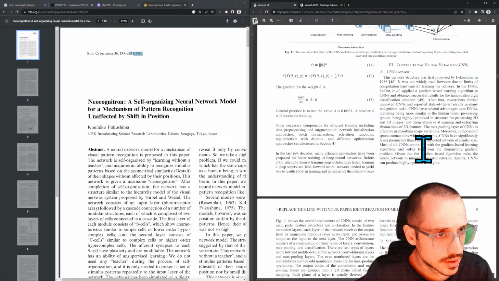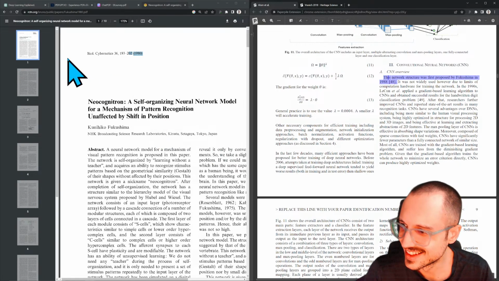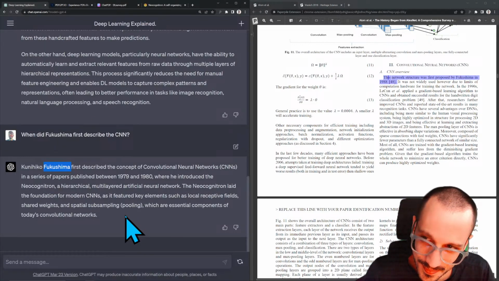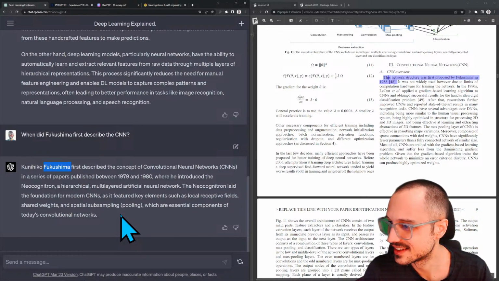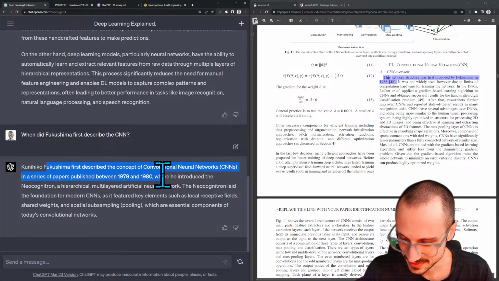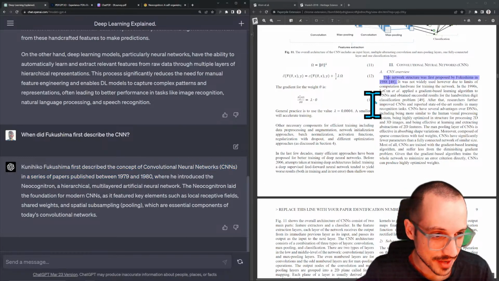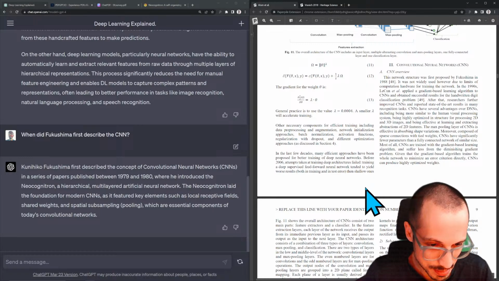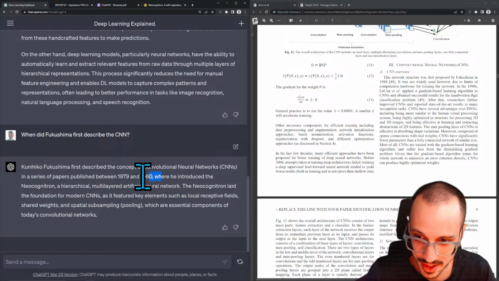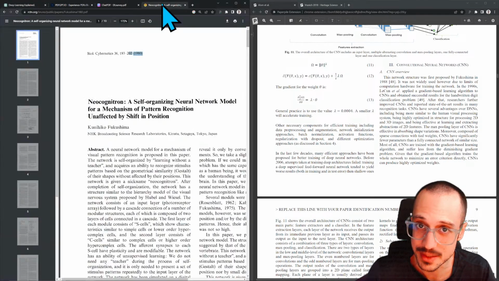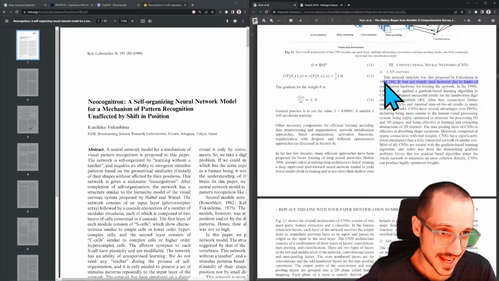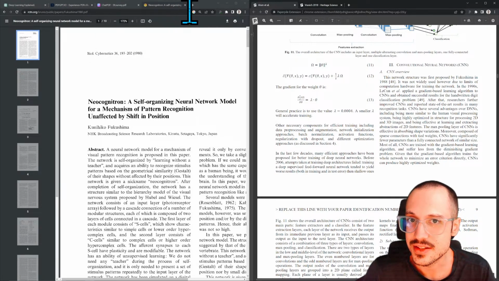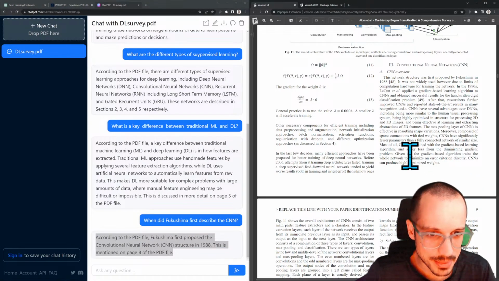So there you go. ChatGPT was actually correct. Damn, look at that. If I had read this paper, I would have thought that this paper was correct and ChatGPT was incorrect, but it turns out that ChatGPT is correct because the Neocognitron paper came out in 1980, not in 1988. So there you go. That's a mind bender right there.